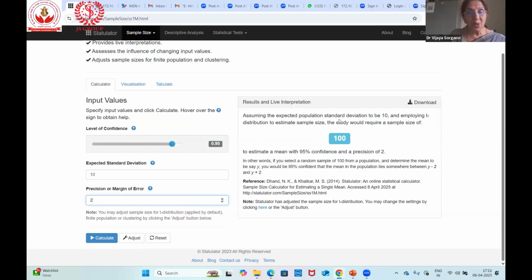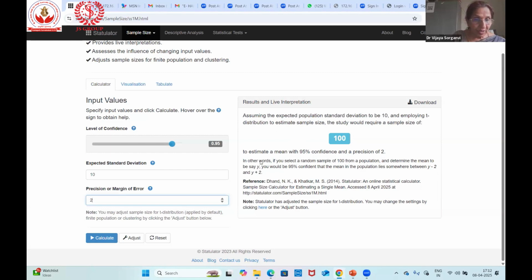So assuming the expected population standard deviation, or from the previous study, the standard deviation is assumed to be 10. And the parameter of interest we have to write, whether it is systolic BP, mean marks or standard deviation, that we have to mention here. The study would require a sample size of 100 with 95% confidence and 2% precision. Okay. So this is the description using mean.